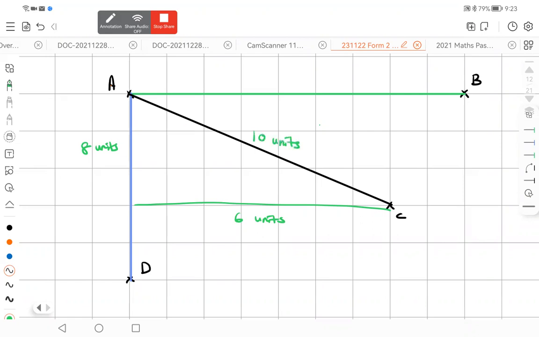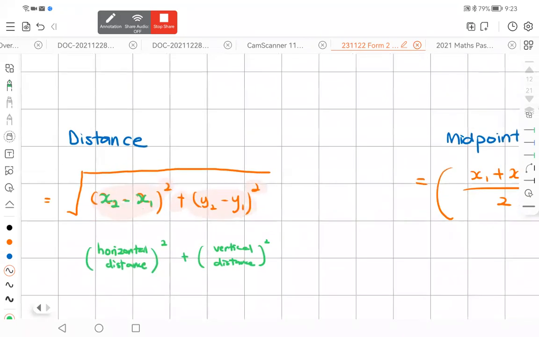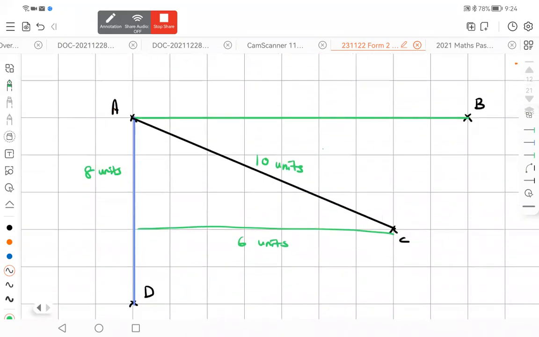So don't only rely on the formula, just taking x2 minus x1. No, you must understand the concept. You can also use the distance to find it: horizontal distance squared plus vertical distance squared, because it's the same as how we find the hypotenuse. Right? So clear? Okay, so we finish the distance.